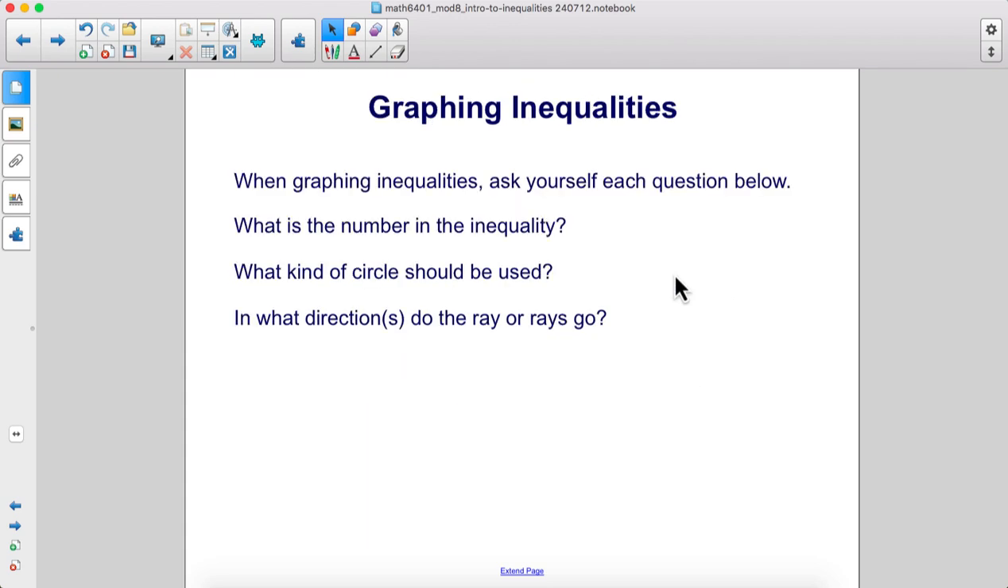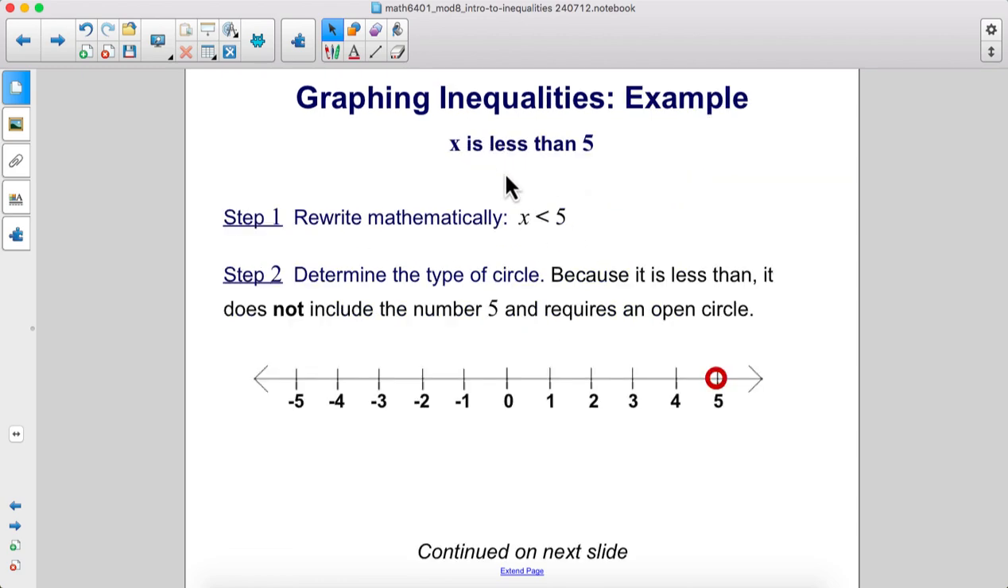When graphing inequalities, ask yourself each question below. What is the number in the inequality? What kind of circle should be used? And in what direction or directions do the ray or rays go? Here's an example. X is less than 5. First, rewrite it mathematically to use the less than symbol. X is less than 5.